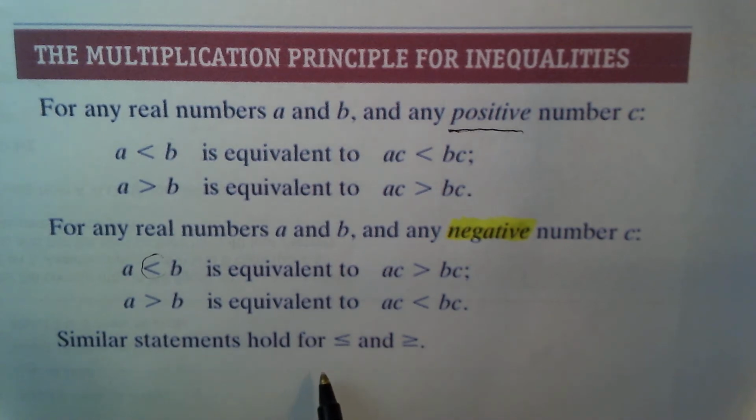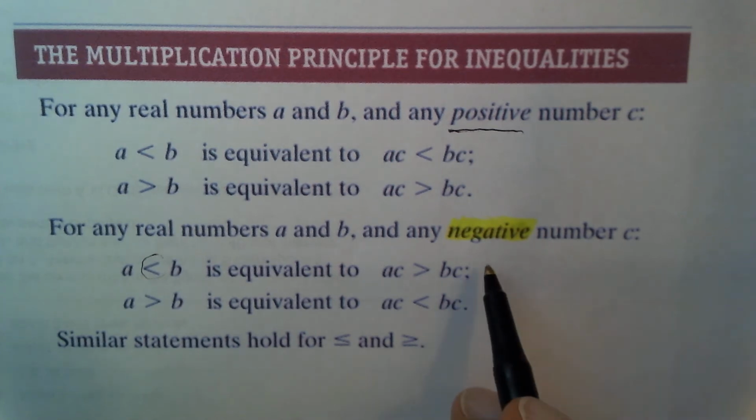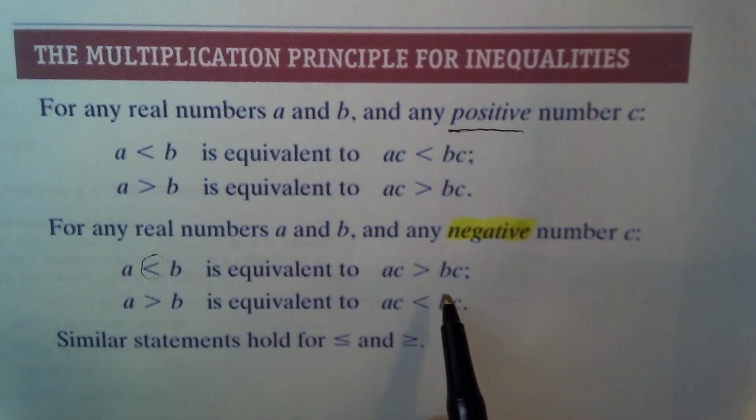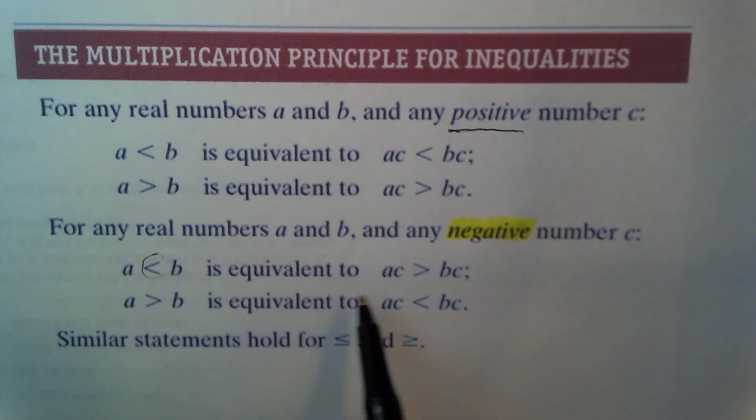And then of course similar statements hold for less than or equal and greater than or equal. So in every case where we multiply an inequality by a negative number or divide by a negative number, remember to turn the inequality symbols around in the opposite direction.